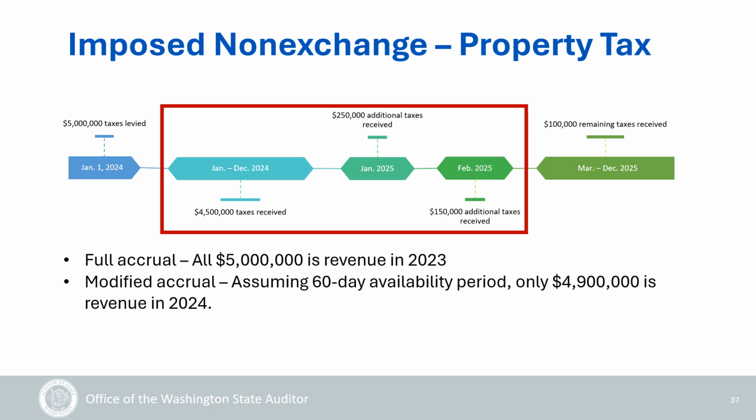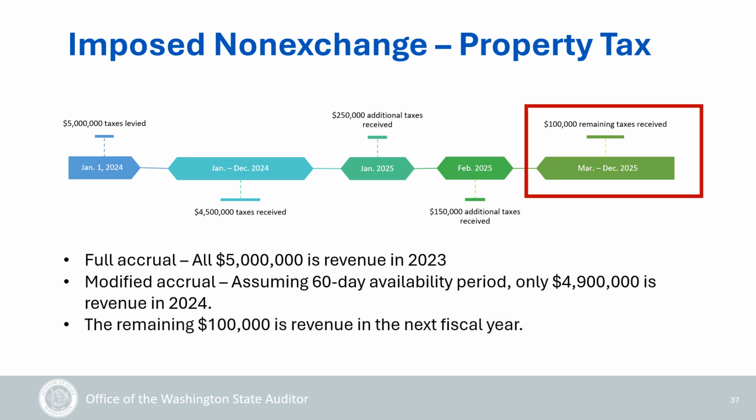The remaining $100,000 that's collected after the availability period is unavailable, and it will not be revenue in 2024. Instead, it's recognized as revenue in 2025.